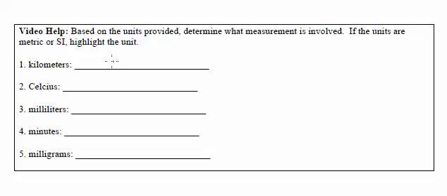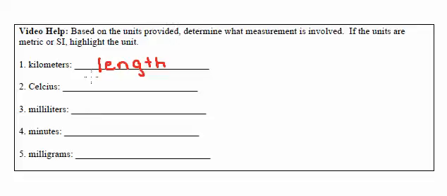So for the first example, it tells you have kilometers. Well, I know that kilometers are a unit of the measurement length. Alright, and if you look at the table that I gave you on page 2 for metric or SI units, the metric units for length are meters, and the SI units for length are meters as well. And therefore, I'm not going to highlight this, okay, because it's not SI and it's not metric. That doesn't mean that it's not a valid unit for length. However, it's just not SI or metric.